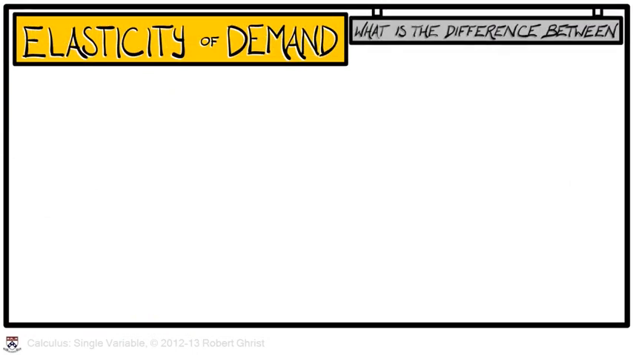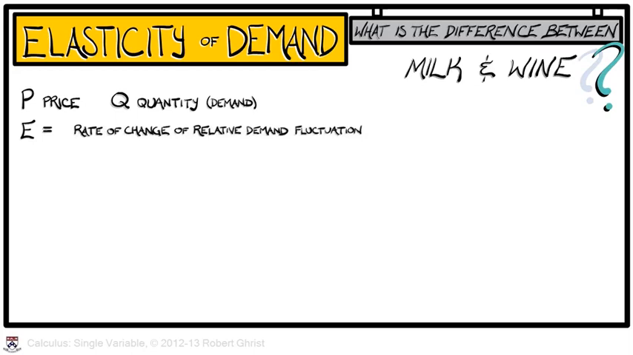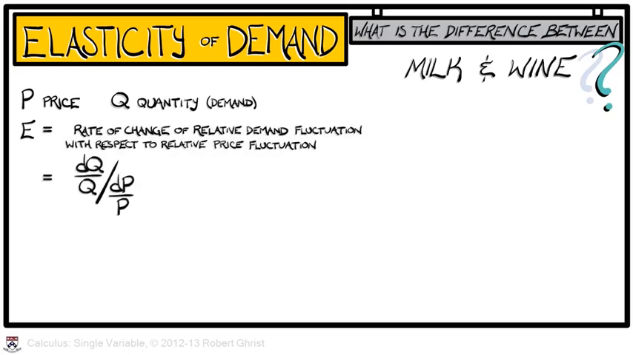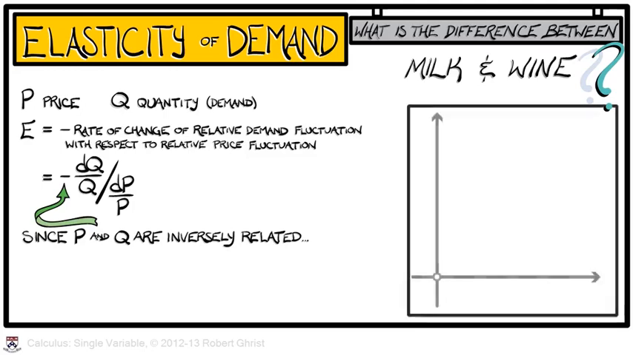Well, let's go back to economics and consider the important questions. That is, what is the difference between milk and wine? Well, it is in elasticity of demand. If P is the price and Q is the quantity demanded at that price, then the elasticity, E, is defined to be the rate of change of the relative demand with respect to the relative price. That is, dQ over Q divided by dP over P. We're going to put a minus sign in front of this since price and quantity are inversely related.